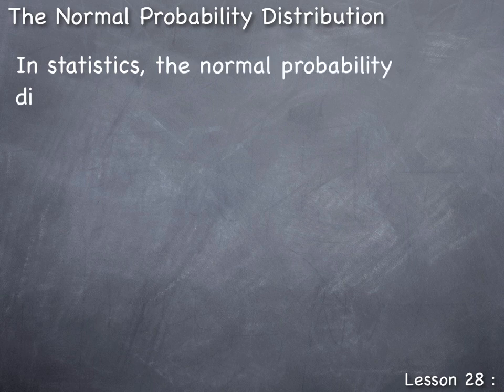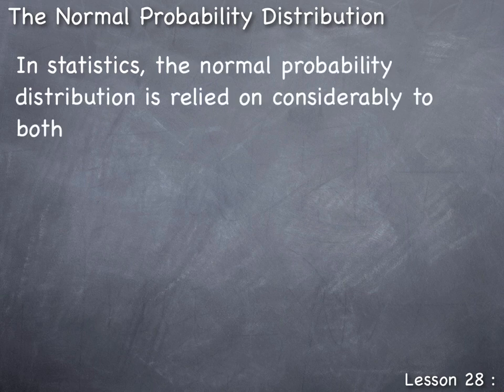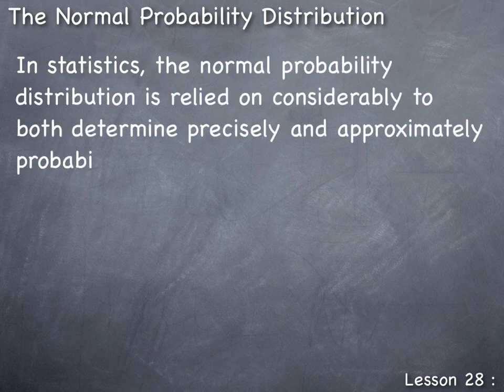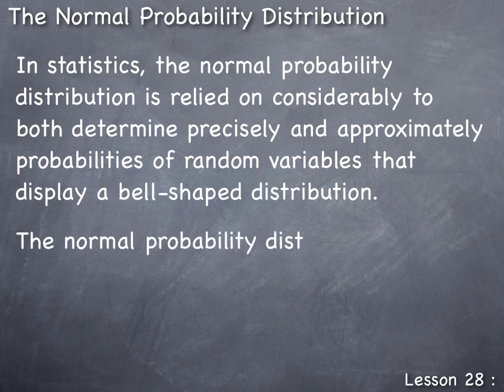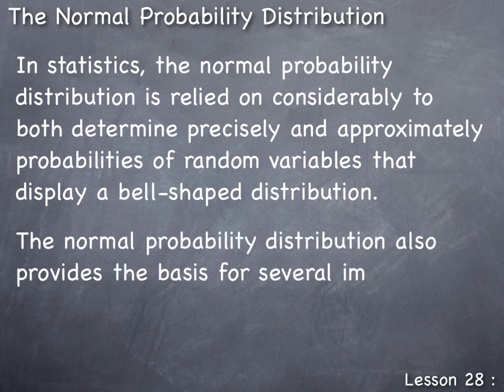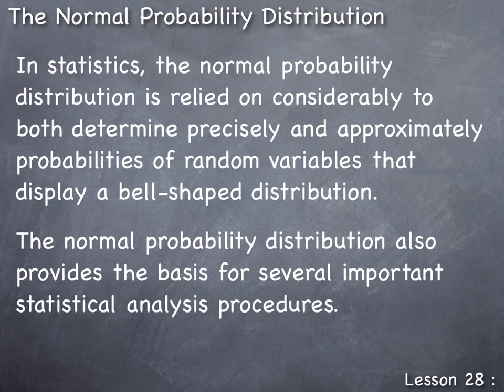In statistics, the normal probability distribution is relied on considerably to both determine precisely and approximately probabilities of random variables that display a bell-shaped distribution. The normal probability distribution also provides the basis for several important statistical analysis procedures, of which we'll be learning several in upcoming lessons.